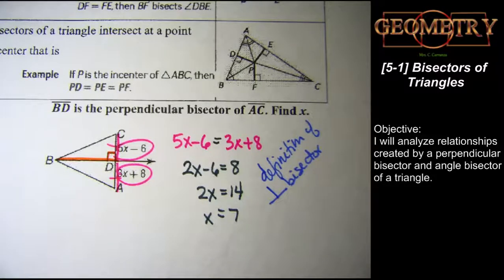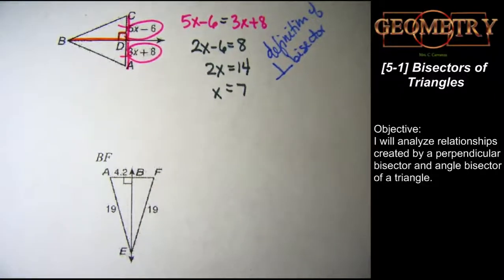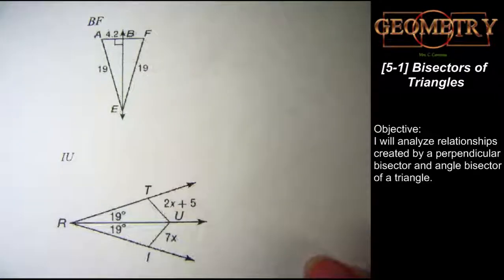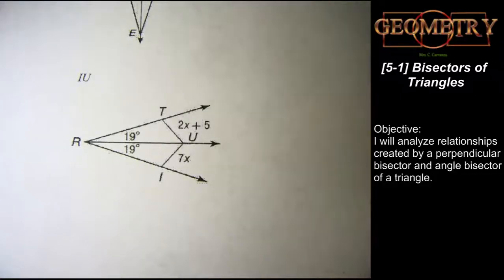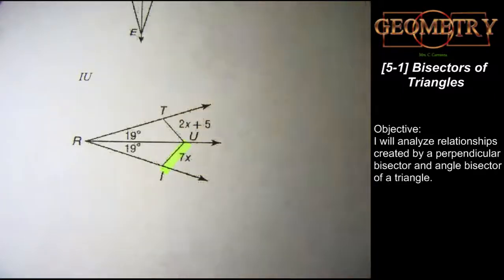All right, I'd like to look at the ones on the very bottom. Let's start with IU. Right here, IU, this one. So I'm trying to find the measure of this segment. But to find the measure of that segment, I need to know the value of x, because I'm going to take x and multiply it by 7, and then I'll have my final answer.